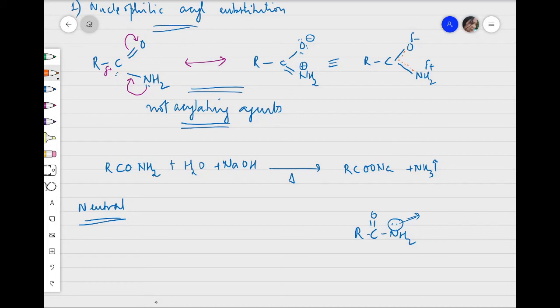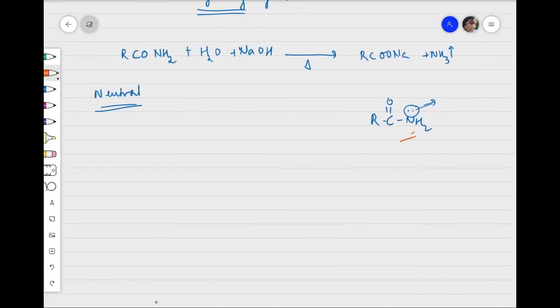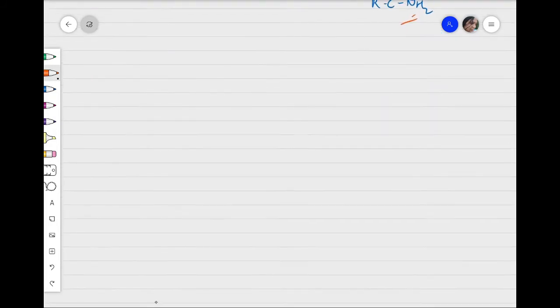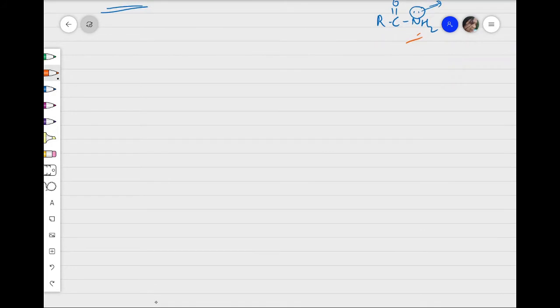So because of this, the lone pair of electrons is not available. Okay, so that is why we say that protonation is not available, and that is why we say that amides usually have a neutral character. Okay, now let's go into the reduction reaction.